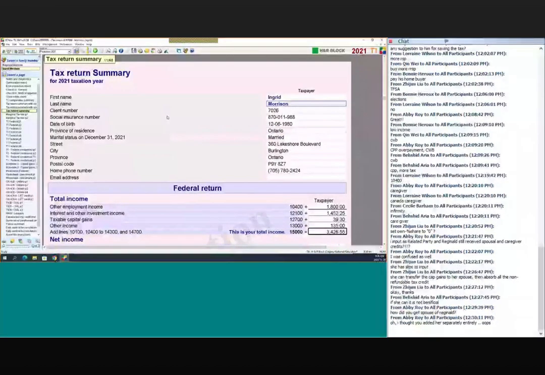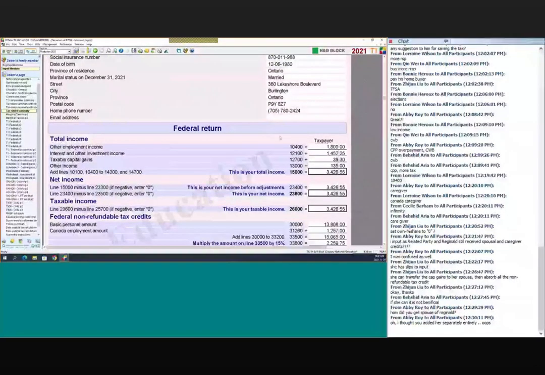So let's look at Ingrid's result here. So here we have Ingrid, and we have her other employment income, we have the interest income, and we have the taxable capital gains, and we have other income. What income is not here? We had some dividend income of $772.80, and it's not here. How come it's not here on Ingrid's tax return, even though we put it in? Why is it not here?